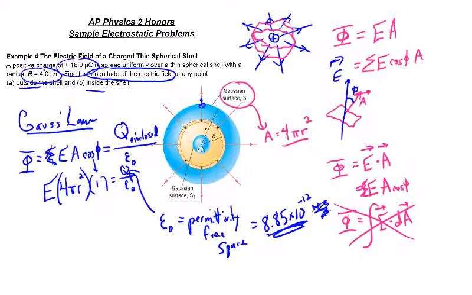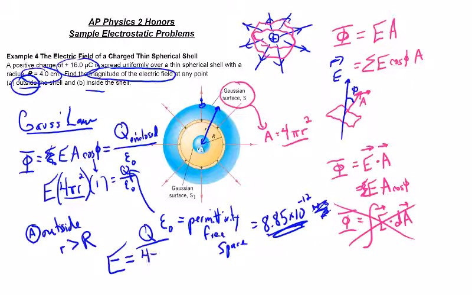So here's the cool part: for part A, if you're outside the shell, then this little r that they have written is greater than big R. And you could actually solve this, so your electric field would equal, I'll divide by the 4 pi r squared over on the other side, Q divided by 4 pi, I'm going to put the epsilon 0 next, and then r squared. Why is that important?